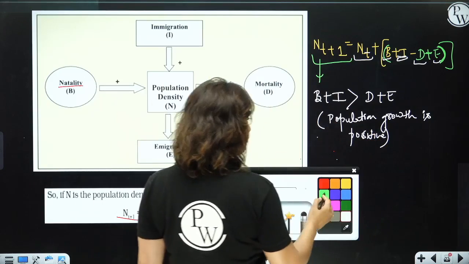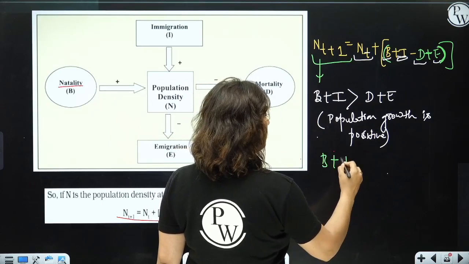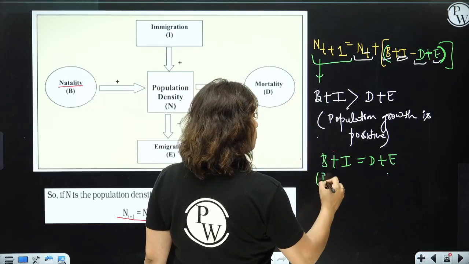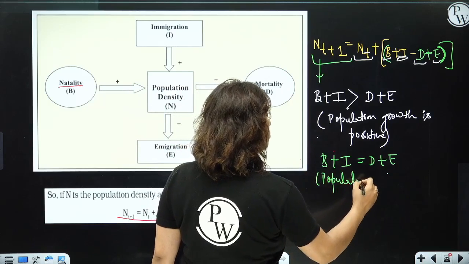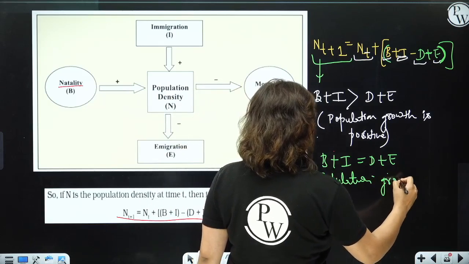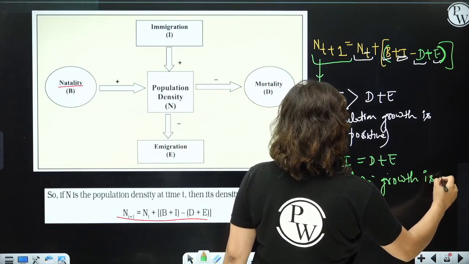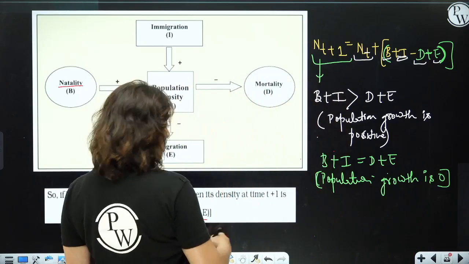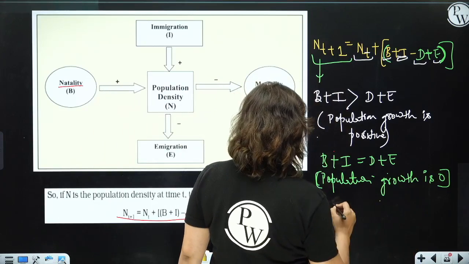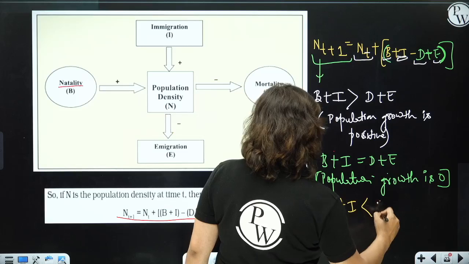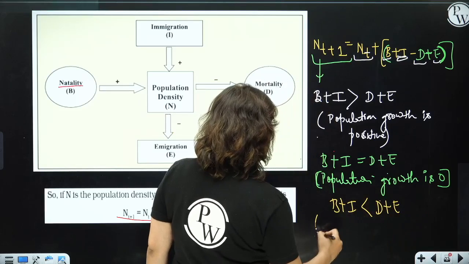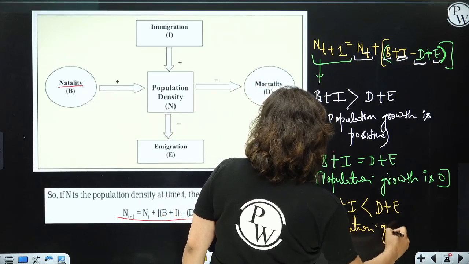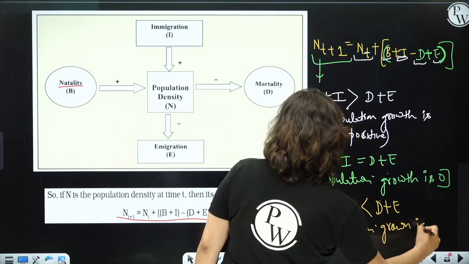But if B plus I is equal to D plus E, that means the population growth is zero. The population is stable. The size of the population is not changing. It is the same, it is constant. But if B plus I is lesser than D plus E, then obviously the population growth is negative. That means the population size will decrease.